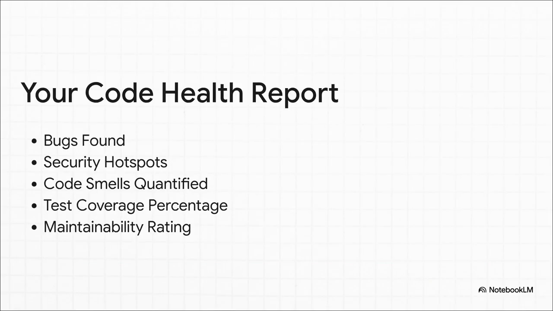The dashboard gives you so much actionable information. You'll see any bugs it found, any security hotspots you need to investigate, and it'll even count up all the code smells. But for me, the real gold is the hard numbers you get for your test coverage percentage and, my favorite, a maintainability rating. This tells you how hard it would be for a brand new developer to jump into your code. That is an absolutely critical metric for any team that's growing.